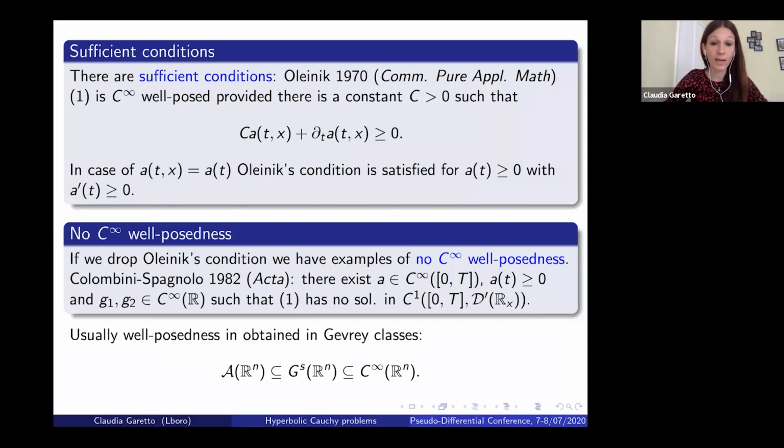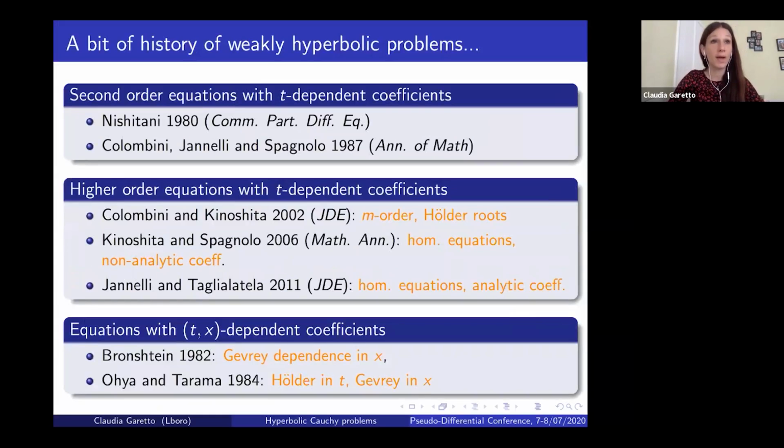So there has been quite a production of papers about Gevrey well-posedness of weakly hyperbolic equations, in particular when we have t-dependent coefficients only. There has been quite a work in the Japanese mathematical community, but also in the Italian community in Pisa. They started from second order equations with t-dependent coefficients, then they went to analyze higher order equations, and they use different techniques like symmetrizers, but also a perturbation of the symmetrizer called quasi-symmetrizers.